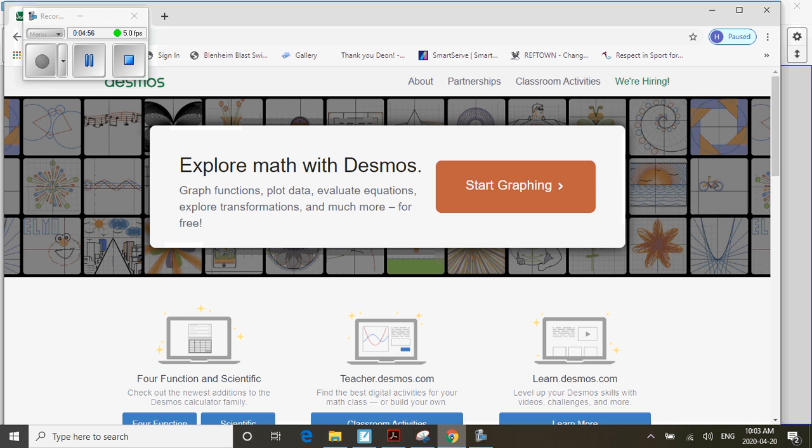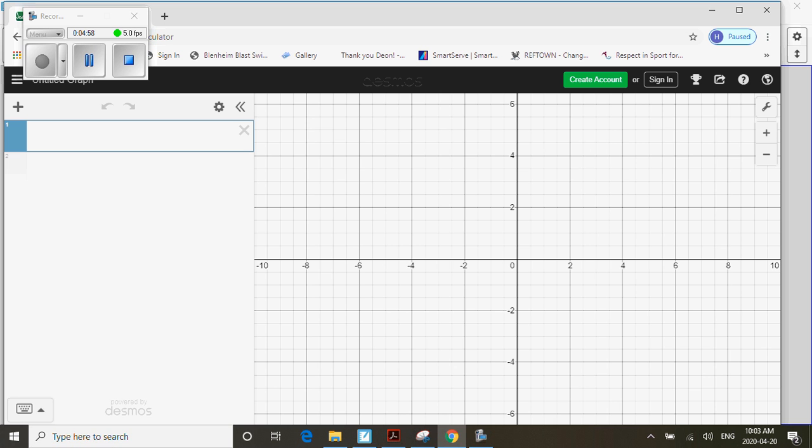So Desmos is desmos.com. And if you hit start graphing, from there you can plug in your equation. So if I plugged in negative 2x plus 5, then I can see I have a line, and that is what my equation is. Feel free to use Desmos for this if you're having a hard time creating a table of values.